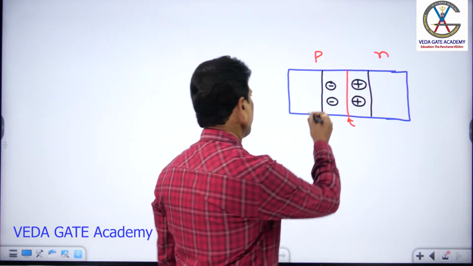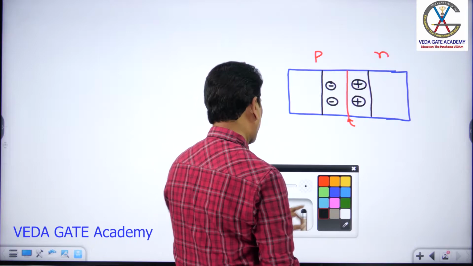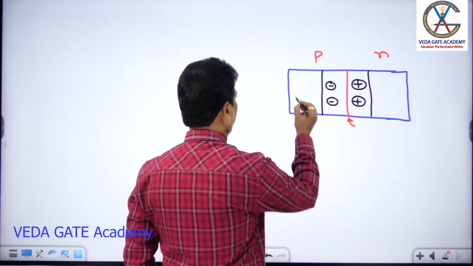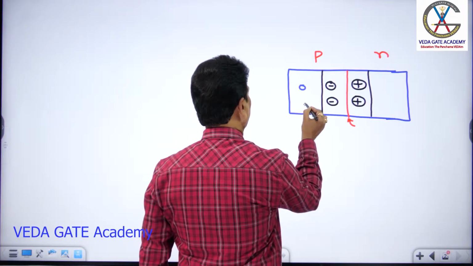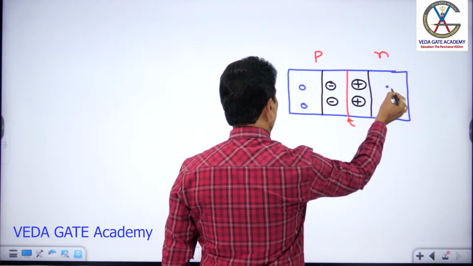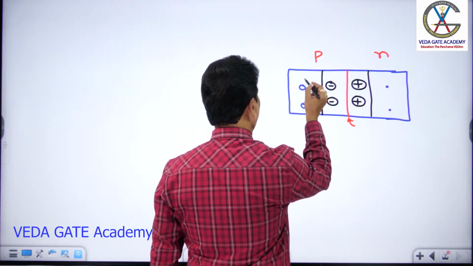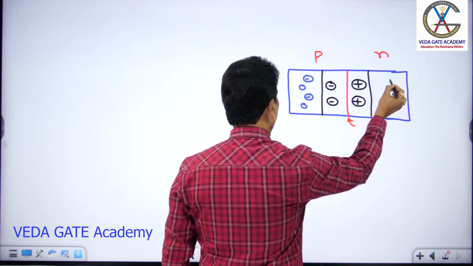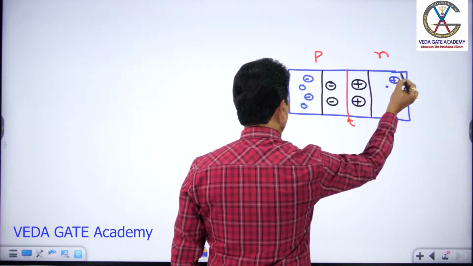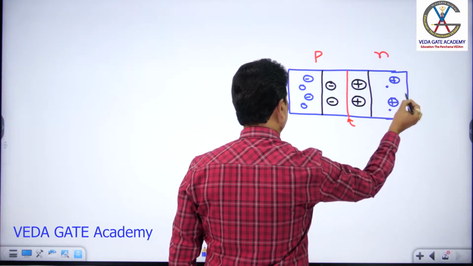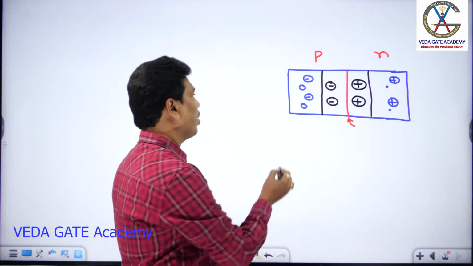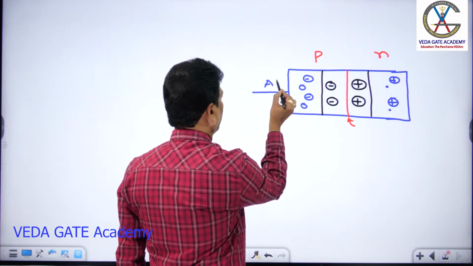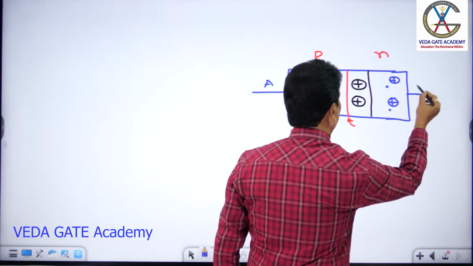So this is the P side body. On the P side body, the carriers are holes, right? These are the holes. Here the current carriers are electrons, you know. For every hole there is an associated negative ion, and for every electron there is an associated positive ion, right? It is a two terminal device, you know. Those are anode and cathode. This is anode, this is cathode.